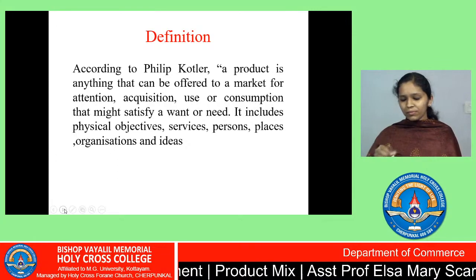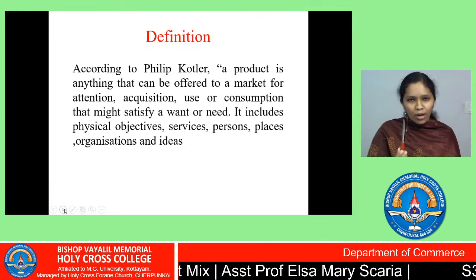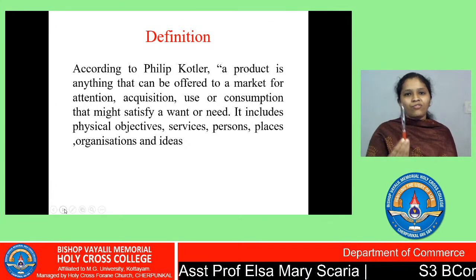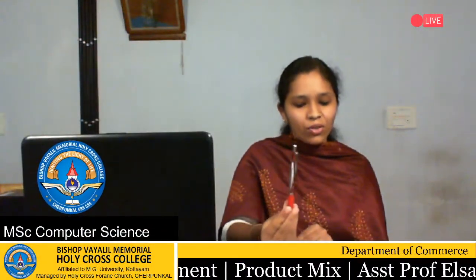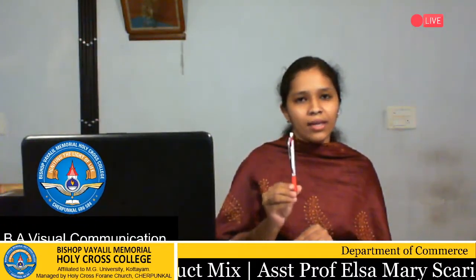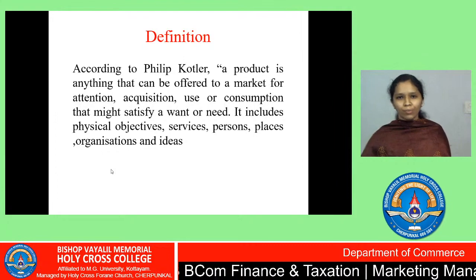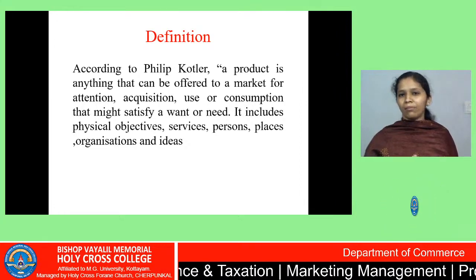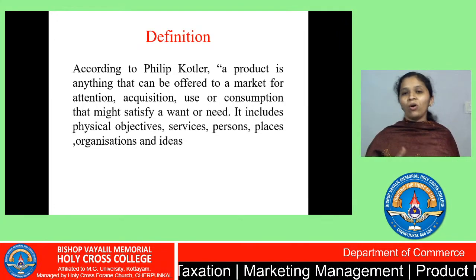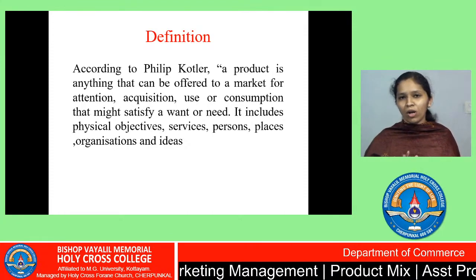For example, this is a pen. So pen is a product. What do you mean by this pen? It's a product offered by the company for attention, acquisition, use or consumption that might satisfy a particular need. What is the need? To write something. So that might satisfy the particular need of the customers. So that is known as product. Once again I repeat, a product is anything that can be offered in the market by a particular company for acquisition, attention, use or consumption that might satisfy a want or need.